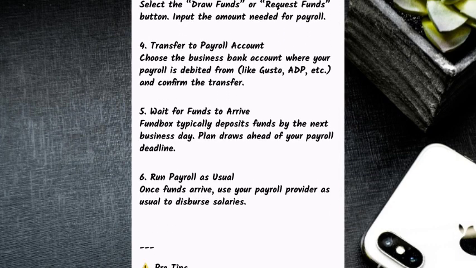After that, just wait for funds to arrive. Fundbox typically deposits funds by the next business day, so plan draws ahead of your payroll deadline.